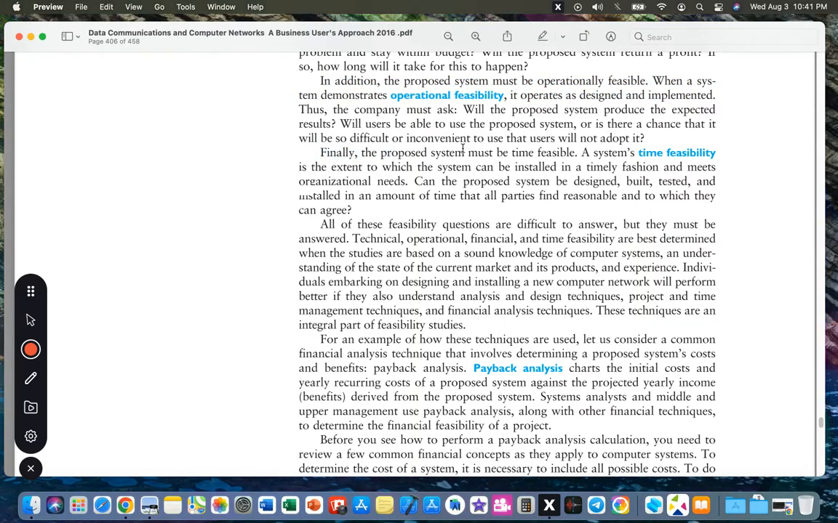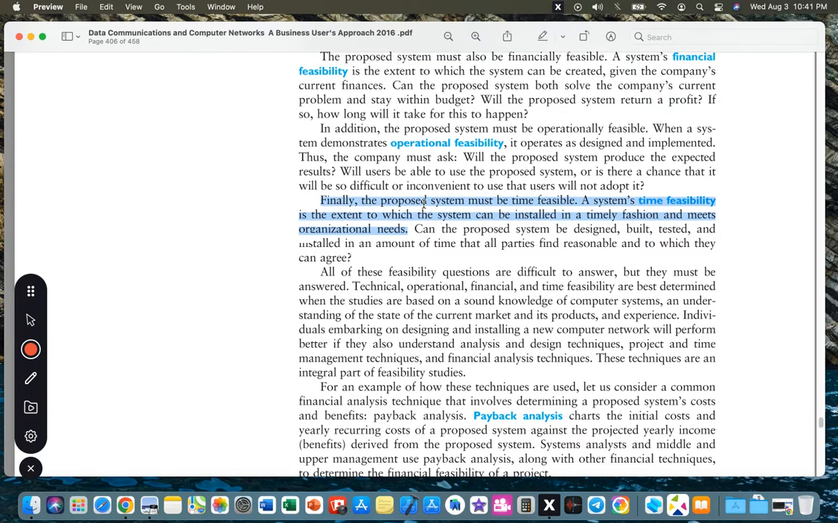Finally, the proposed system must be time feasible. The system's time feasibility is the extent to which the system can be installed in a timely fashion and meets organizational needs. Do we have time for that? Is the time enough?